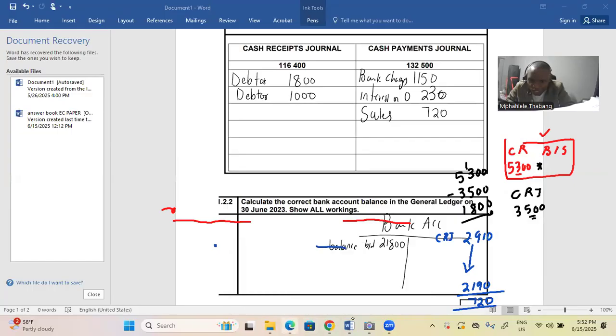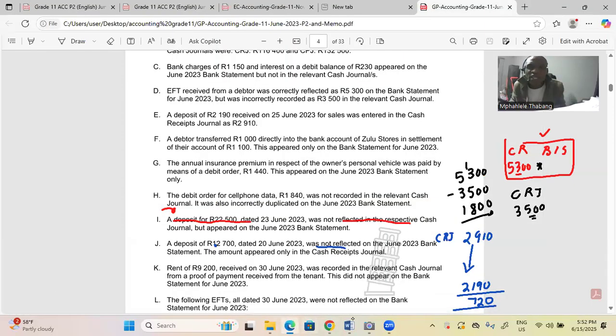Guys, there is no way something appears in the bank statement and it does not appear in the journals. Actually, if it's appearing on the statement and not in the journal, it's clear we have to put it in the journal. We have to record it in the journal. It is where it is missing. Where is it missing? In the journal. You have to put it in the journal. So that was F.